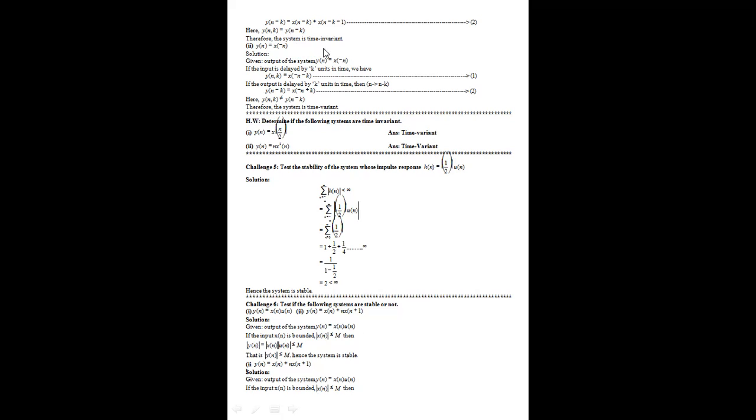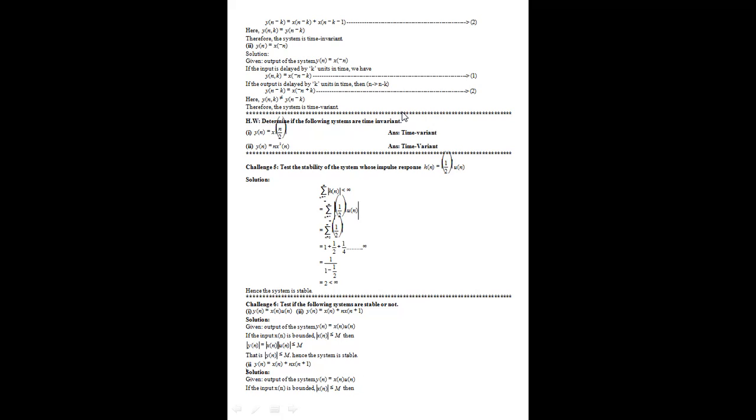Okay, the next one is y of n is equivalent to x of minus n. So you replace with x of minus n minus k. If it is delayed by k units, x of minus n plus k is obtained. When you compare these two equations, they are not equivalent. So we can conclude that the given system is time variant. Okay, next we have to determine the following.